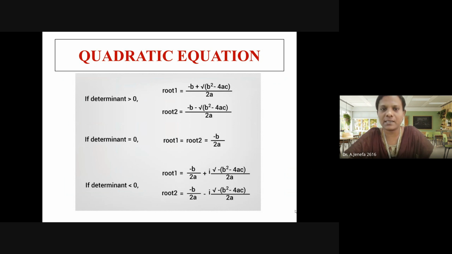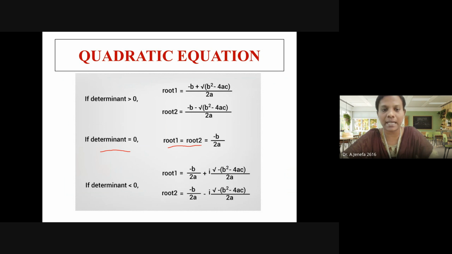As you can see on the slide, there are three cases to be checked for this quadratic equation. So what are the three cases? If the determinant value is greater than 0, we have to find root 1 and root 2. If the determinant value is equal to 0, root 1 equals root 2, so we calculate only one root.